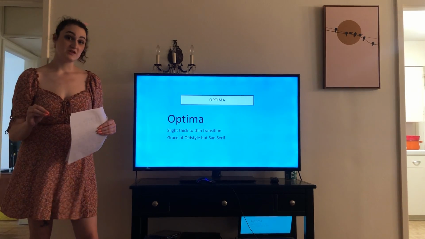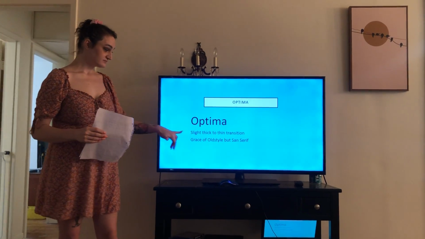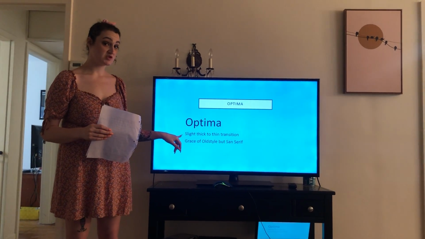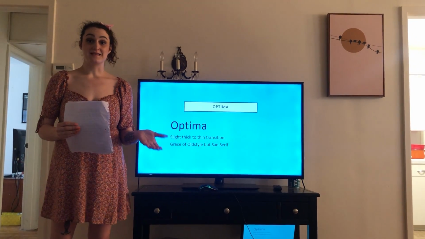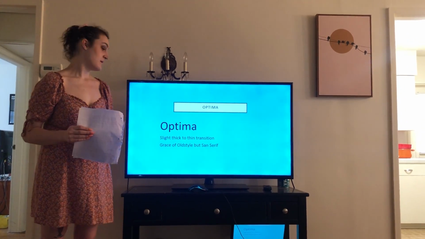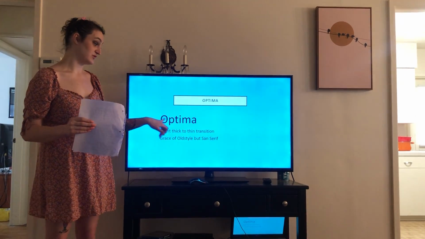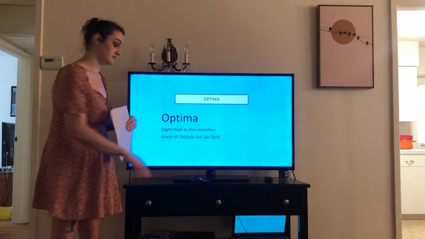So a subsection of sans serif is Optima. We see a slight thick to thin transition on Optima. So Robin Williams says that it has the grace of old style, but it's still sans serif because there's no serifs on any of the letters.